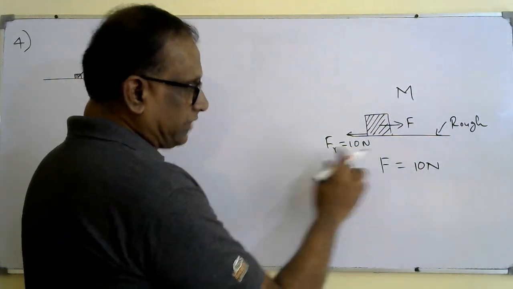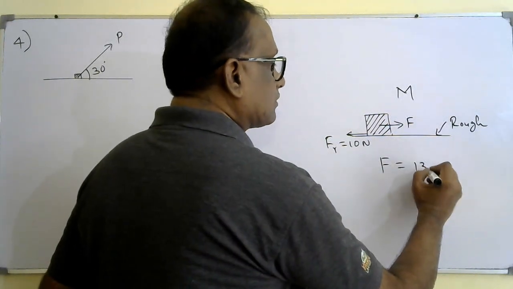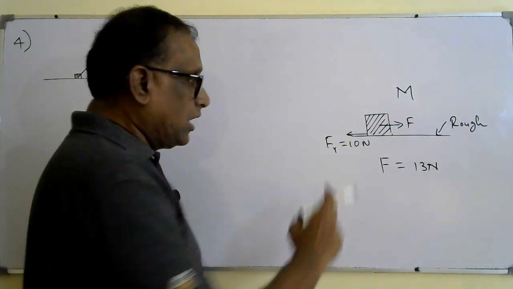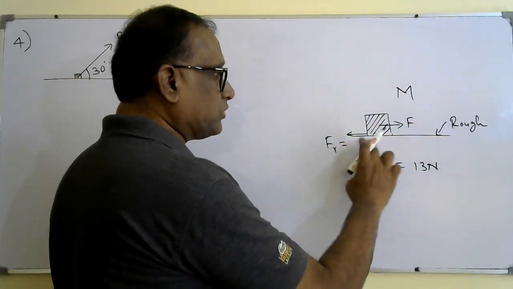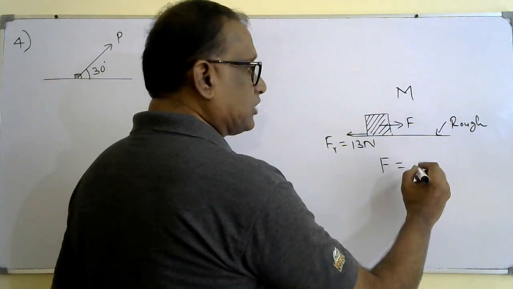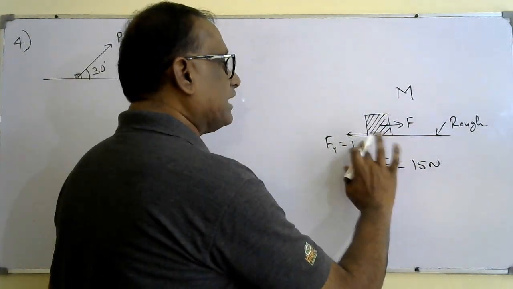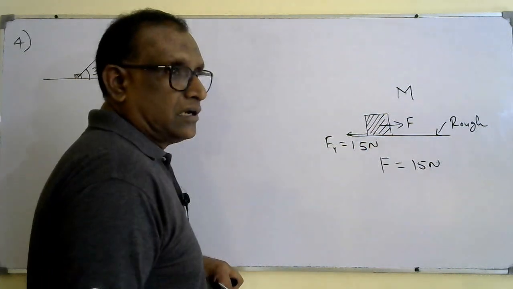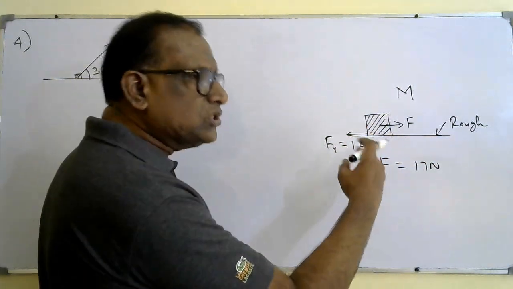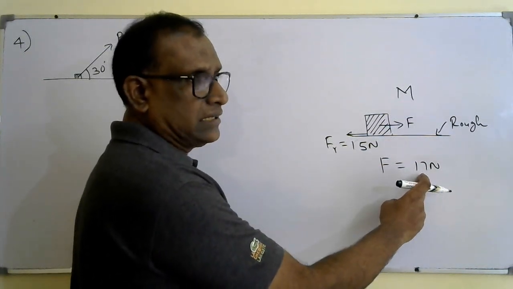Now you increase the force that you apply to 13 Newton. Still it's at rest, not moving, which means the resultant force equals 0. Now the friction has increased to 13 Newton. Now you increase the force to 15 Newton. Still it's not moving, so the friction will increase to 15 Newton. Now you apply a force of 17 Newton. That means it's about to move. If you apply a little more than 17 Newton, it will move.